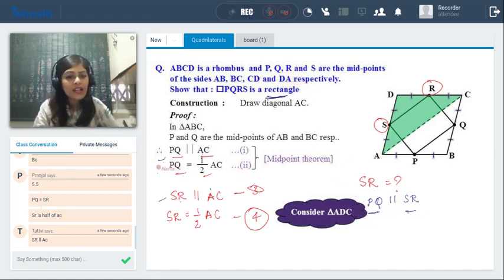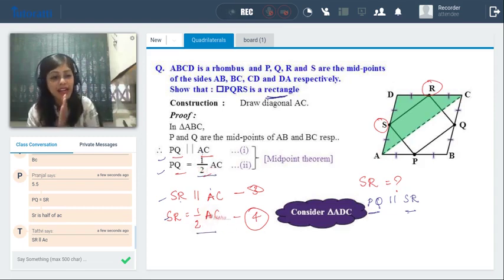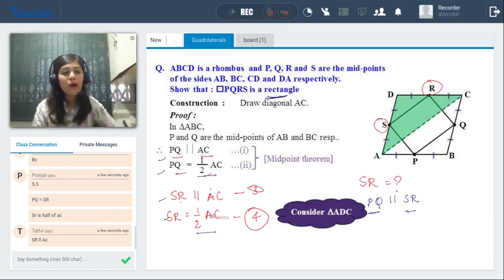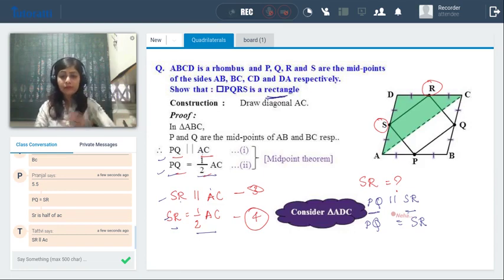Now look at equation 2 and 4. Equations 2 and 4. Again, what does the right hand side say? Half of AC, half of AC. That means again right hand sides are equal. So now what do we get? PQ half of AC, SR half of AC. Therefore, PQ is equal to SR. Since the right hand sides are equal, left hand sides have to be equal.